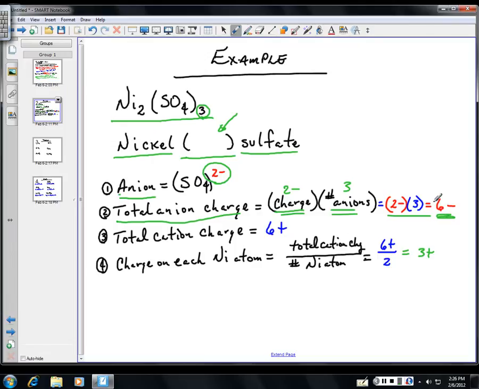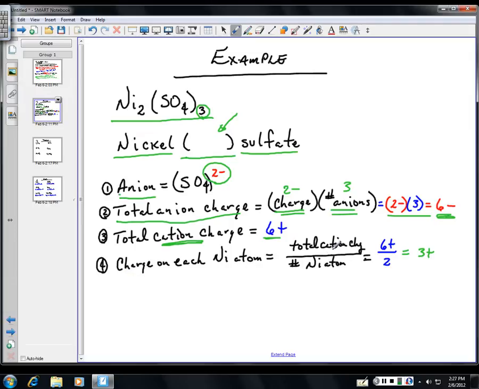Now this compound has to be neutral. So if I've got a -6 from the anions, I have to have a total of 6+ from my cations. All of the positive charges from the cations have to be exactly equal to all the negative charges from the anions. So I have to have a +6 there. That means for the charge on each nickel atom, I have to do a little division.